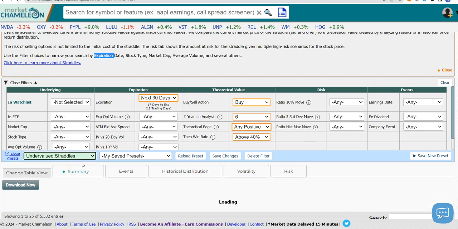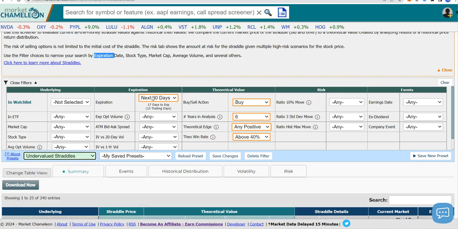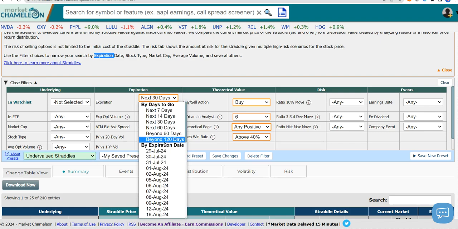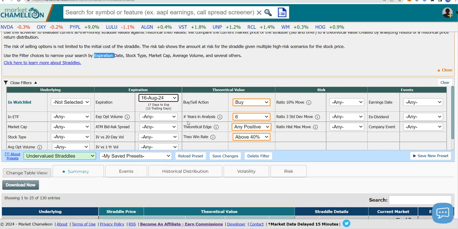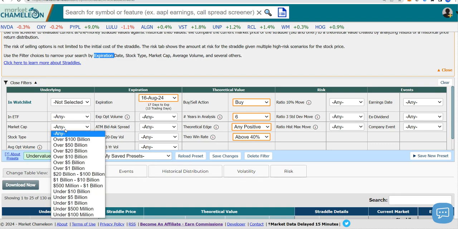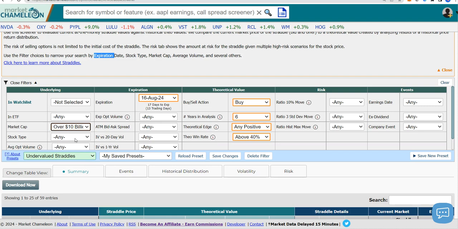Let's click undervalued straddle. And expiration, let's do the monthly. I mean, it can be the next 30 days, but I just like to trade monthlies when I do stuff. So you can pick weeklies, you can pick whatever you want, but the monthly right now is August 16. Now next, I'm going to do market cap over 10 billion. You can play over 100 billion and all that, just to stay safe. And a few more things, stock type, common stock, okay?